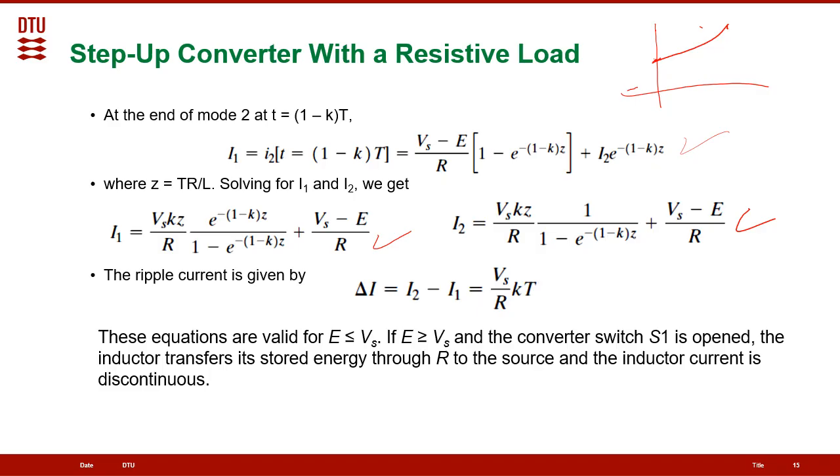And remember that this is valid if E is less than the voltage source, because what happens if we have this diode, the inductor, and the voltage source, and E is greater than Vs? This diode will be blocked, so the current cannot go, and of course the converter will be operating in the discontinuous conduction mode.